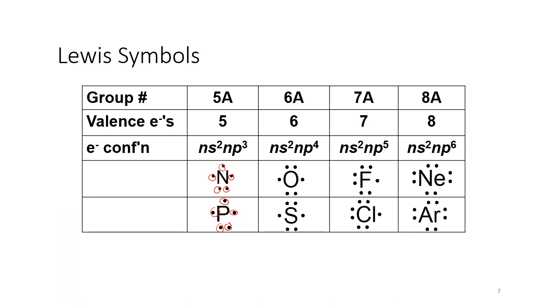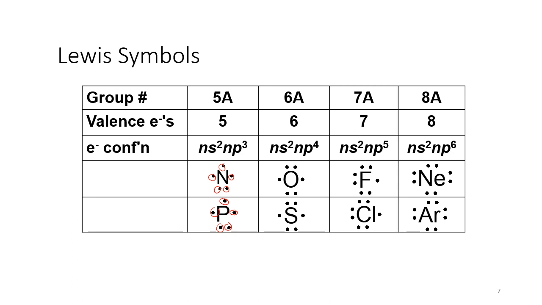All elements in group 6A will have 6 valence electrons. Their general electron configuration is ns2 and p4. So oxygen and sulfur both will have 6 valence electrons. Group 7A is going to have 7 valence electrons. The electron configuration will be ns2 and p5. So all our halogens, fluorine, chlorine, bromine, iodine, are all going to have 7 valence electrons.